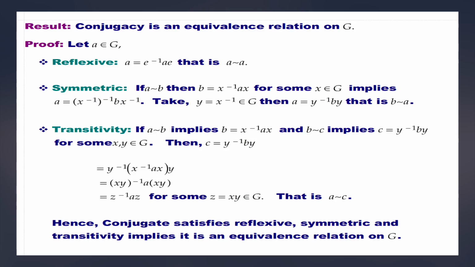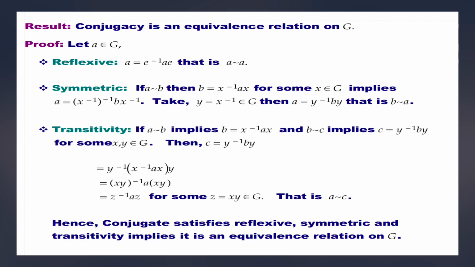Let us verify it in this result. The result is: conjugacy is an equivalence relation on G. The proof is, let A in G. What is the first property? It is reflexive. It is trivial since A is equal to E inverse AE, that is, A is conjugate to A. In symbols, we denote it as A tilde A.